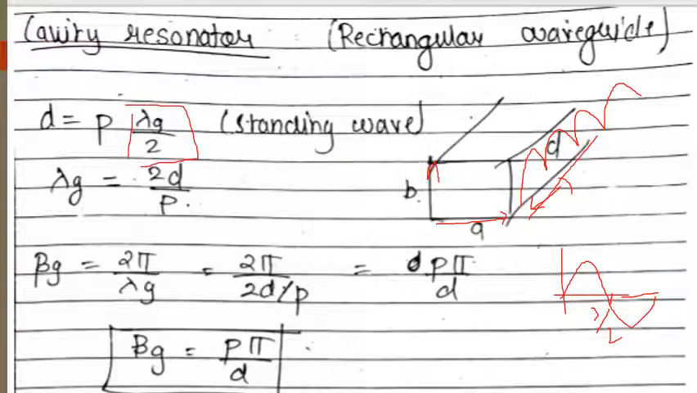So lambda g becomes equal to 2d by p. The guided phase shift constant beta g is equal to 2 pi by lambda g, which is 2 pi upon 2d by p. In this, 2 gets cancelled, so what does beta g become equal to? p pi by d, which is a very important derivation. We are going to use it. So if you note over here, in rectangular waveguide, capital A is equal to m pi by a. Similarly, capital B used to be n pi by b. Same way, now beta g has come out to be p pi by d.